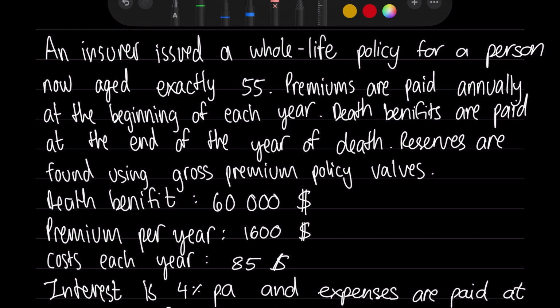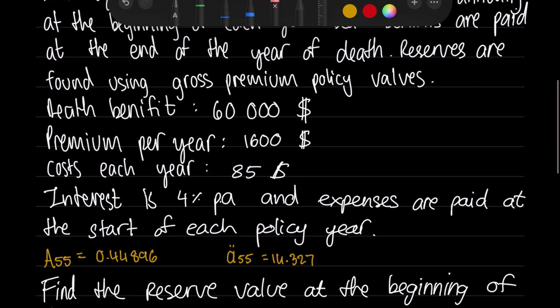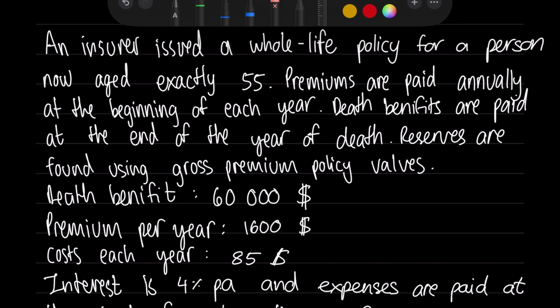An insurer issues a whole life policy for a person now aged exactly 55. Remember this policy, whole life policy. This means that whenever this 55-year-old dies, they will be paid out an amount. Premiums are paid annually at the beginning of each year. Death benefit is paid at the end of the year of death, and reserves are found using the gross premium policy values. So when this person dies, they're going to be paid out $60,000 at the end of that year.